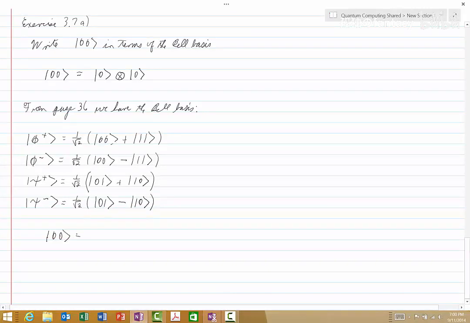|0,0⟩ is equal to A times phi plus, plus B times phi minus, plus C times psi plus, plus D times psi minus. This is what we're actually being asked to do: write |0,0⟩ as a superposition of those 4 vectors, and then find A, B, C, and D.